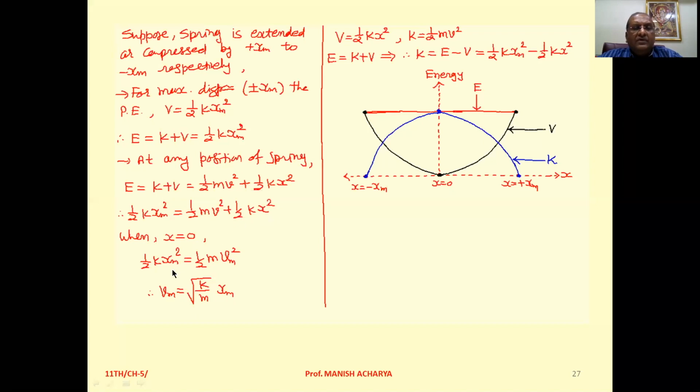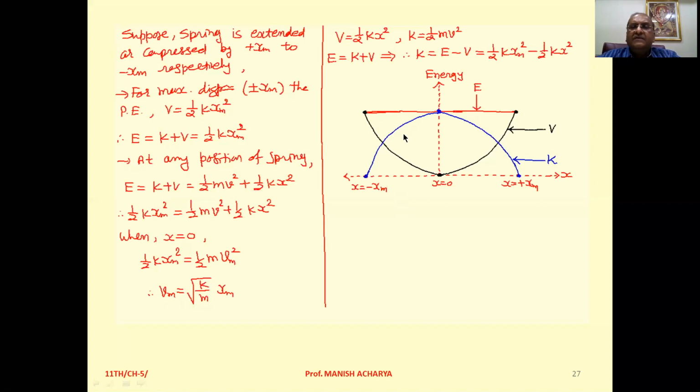So that maximum potential energy, half k xm square, which was equal to the total mechanical energy, is now converted into kinetic energy. So when potential energy becomes 0, at that time kinetic energy becomes maximum, and that maximum speed of the spring when it is passing through x equal to 0 is given by Vm equal to under root k by m into xm.